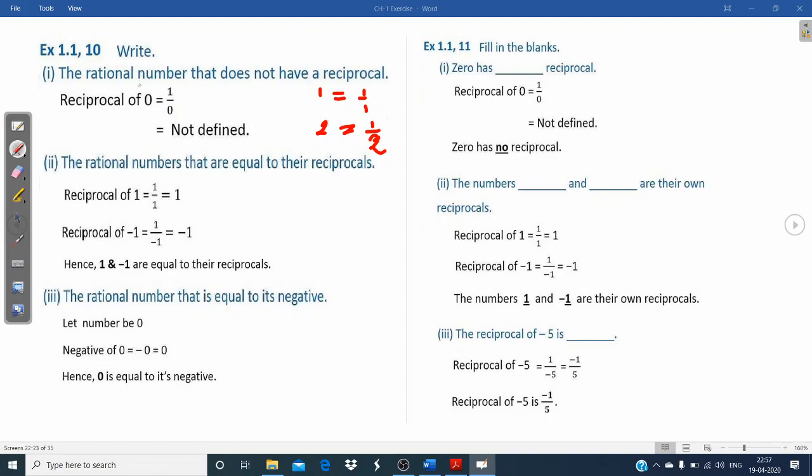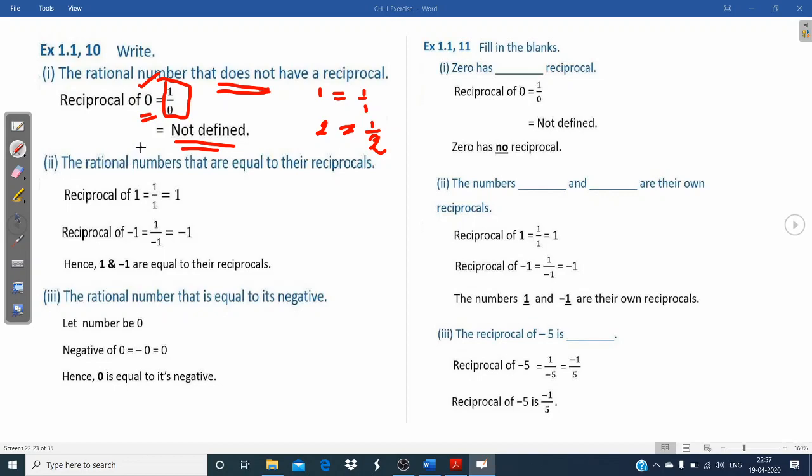But if you see the number 0, since 0 is also a rational number, if we write the reciprocal of 0, what will it be? 1 upon 0, and 1 upon 0 is not defined. So the only rational number which does not have a reciprocal is what? 0. So your final answer is 0.